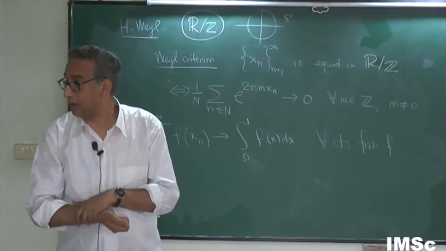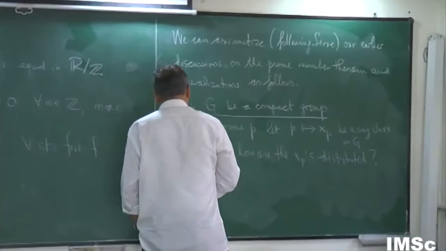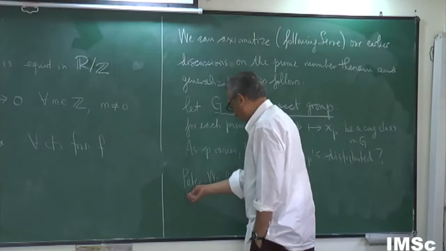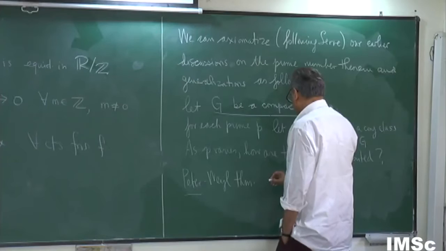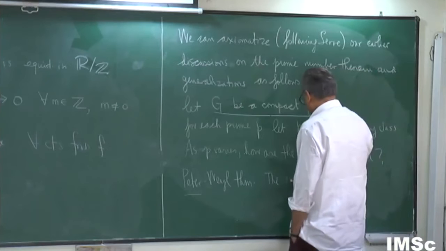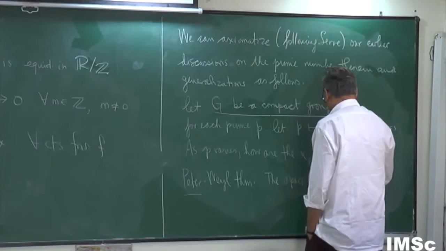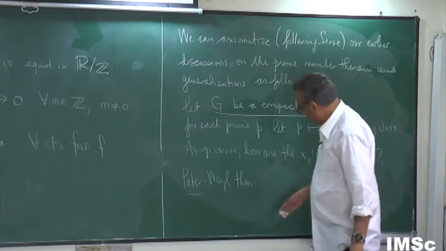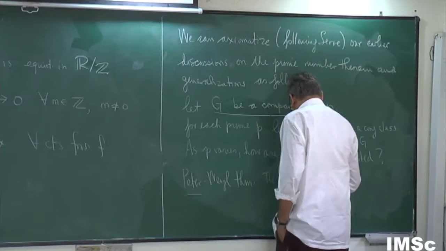So the Petter-Weil theorem tells us, it's not Peter, but it's Petter, okay? That's an important pronunciation. Tells us that the space of class functions, so these are functions which are constant on the conjugacy classes, the space of class functions is... the irreducible characters are dense in the space of class functions.